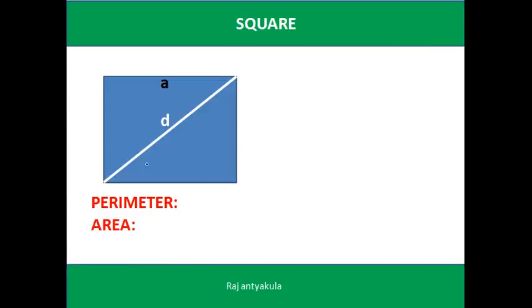So coming to square. In a square, all 4 sides are equal. This is of equal length, this is also of equal length, and so on. It means if this is A, this side is also A, this side is also A, and this side is also A. So then what is the perimeter? A plus A plus A plus A, which is equal to 4A. So perimeter of a square is 4A.